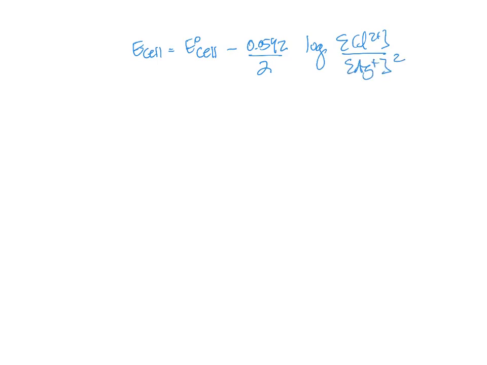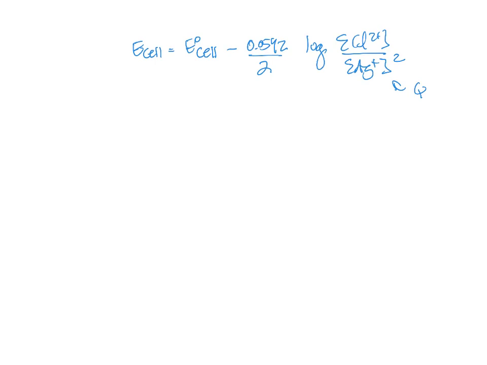We're going to have E cell is equal to E0 of the cell minus 0.0592 divided by 2 times the log of my balanced chemical equation. I have Cd2+ as the product. I have Ag+ squared as the reactant. You could consider this Q, if you'd like to make this problem work a lot prettier, okay?